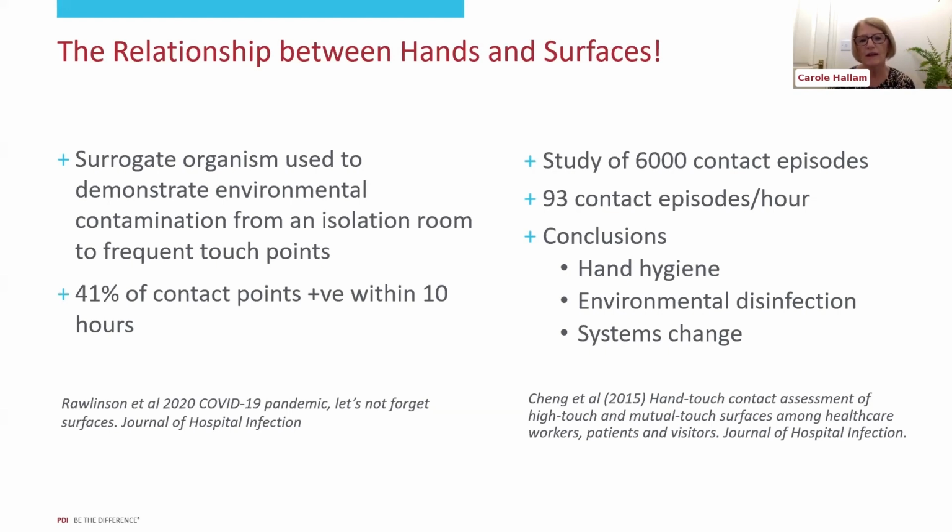And then a much older study on the right-hand side with Chen et al. They were looking at those frequent touch points, those hand touch contact points. They looked at 6,000 contact episodes. Interestingly, they found that in an intensive care unit, there were up to 93 contact episodes per hour. That's a horrendous amount. It would be almost impossible to keep decontaminating your hands with that number of episodes. So their conclusions were that hand hygiene is absolutely important, but keeping the environment clean was very much important.